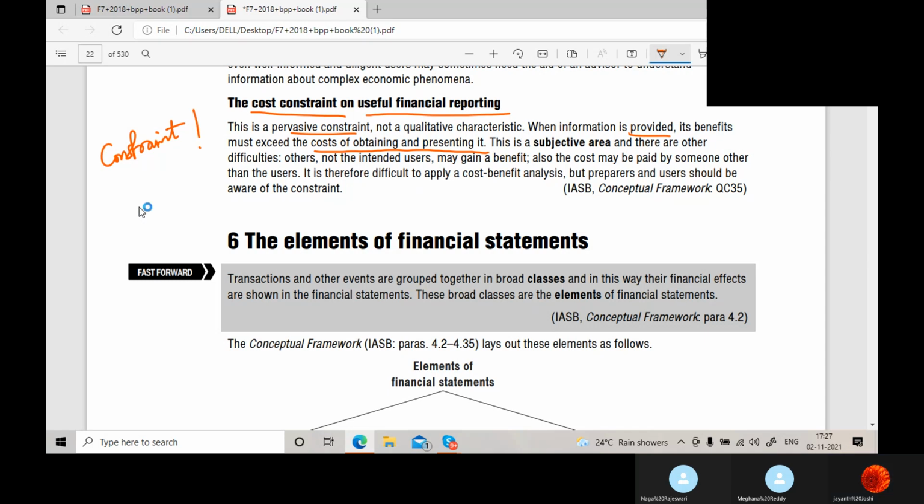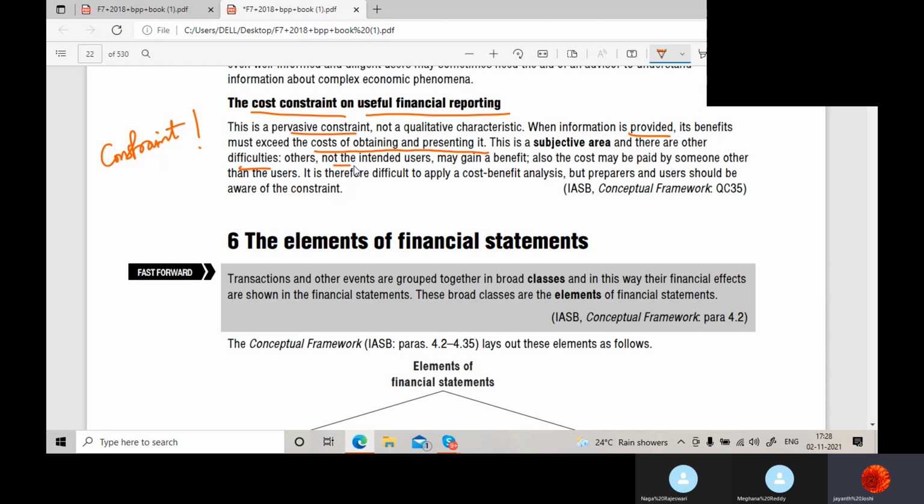So the benefits must exceed the cost. So the financial reports, whatever is prepared, it is very much beneficial for the stakeholders. So that the cost the company is incurring to prepare those statements is very less when compared to the benefits it can give to the stakeholders, the owners, correct? So this is a subjective area and there are other difficulties.